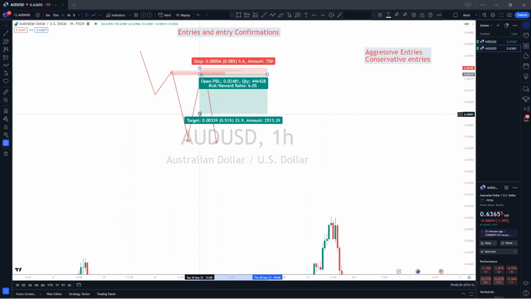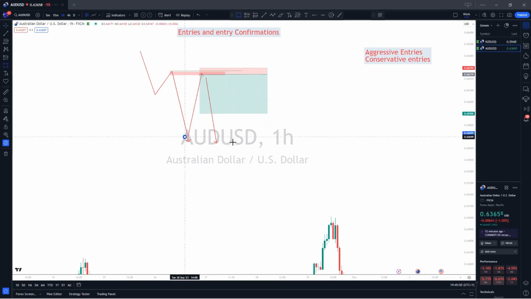The next thing is what? Our take profit. Now, when it comes to take profit here, we're targeting the next zone in the direction of our trade. In this case, if you look at this sell, the next zone in the direction of this sell is what? This support level here.